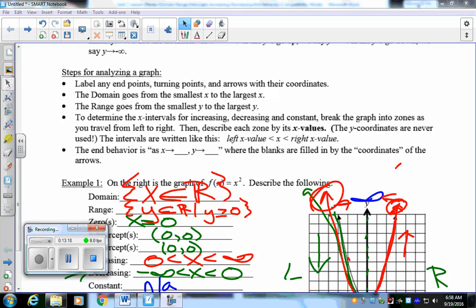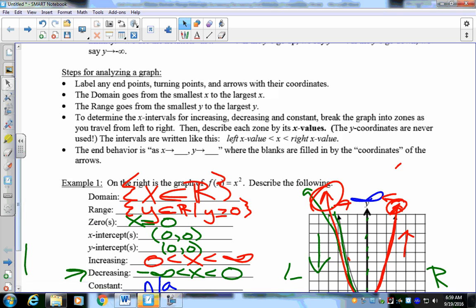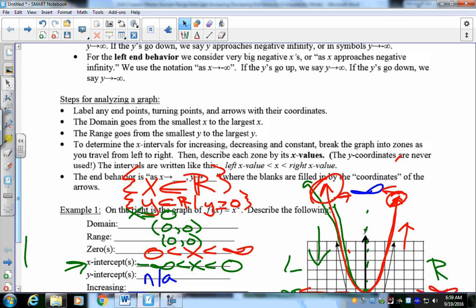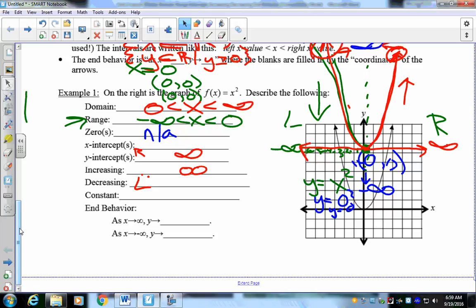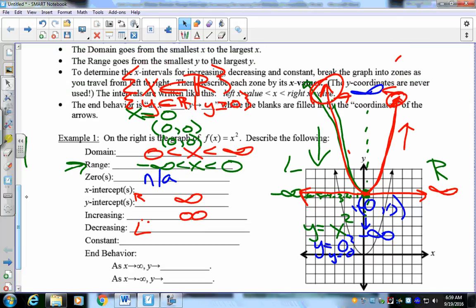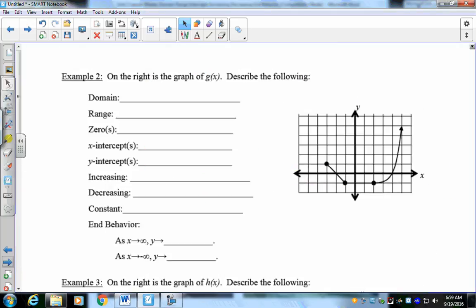Remember, domain goes from your smallest x to the largest x, range is smallest y to largest y. Determine your x intervals for increasing, decreasing, and constant. Break the graph into zones. If you notice when I was doing this, I drew a dashed line. Sorry, everything moved around. But there was a dashed line drawn here that went right through my turning point, because that helped me chunk it up, and I drew my arrows indicating which direction I was heading. Then for end behavior, just take a look at your arrows. Okay, so let's do two examples together.